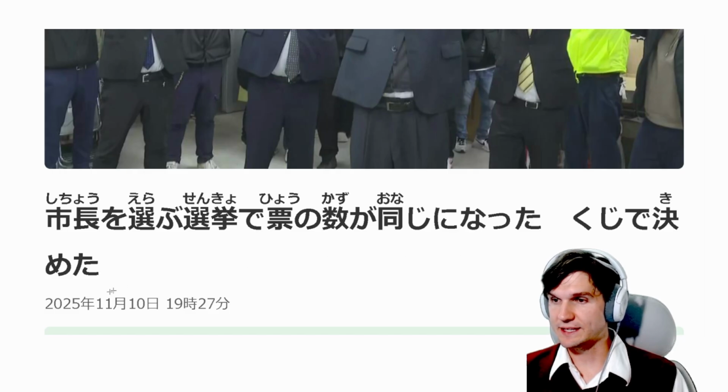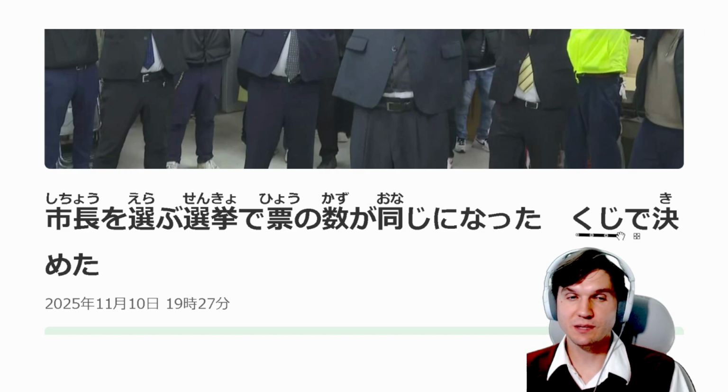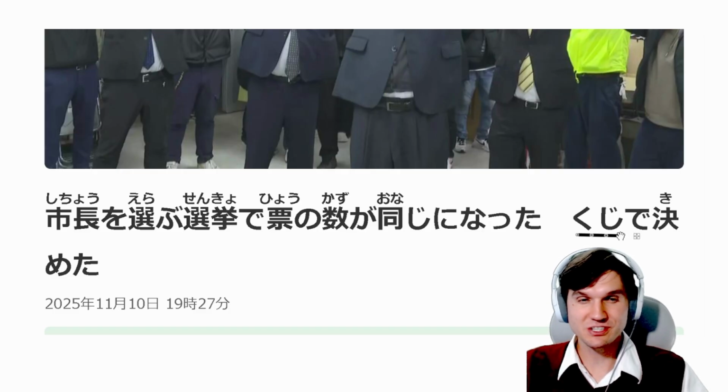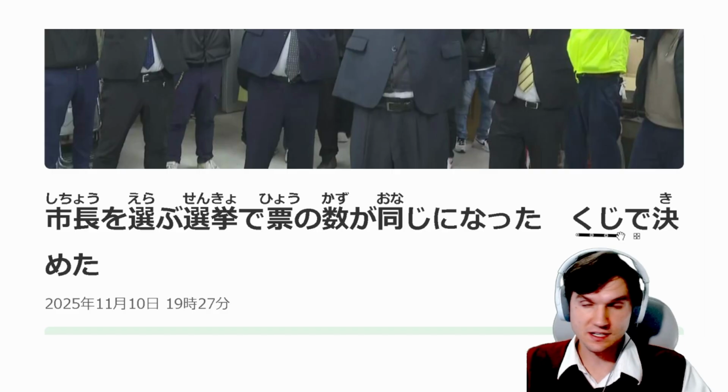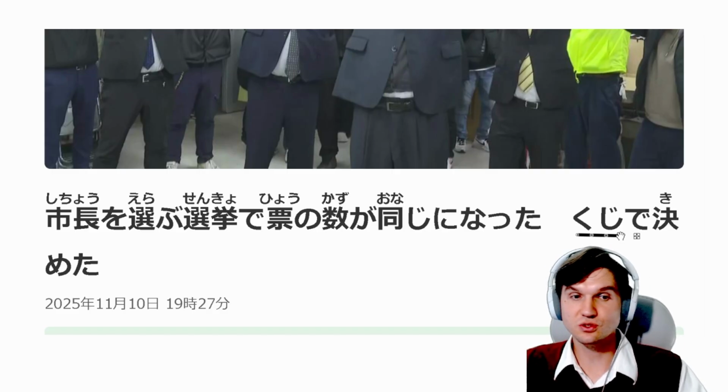くじで決めた. So we have くじで, our particle で here is saying by means of. So くじで決めた was selected or determined by lottery. くじ can be lottery, lot. Pretty much anytime you're selecting randomly, even something like drawing straws, that could be counted as くじ.